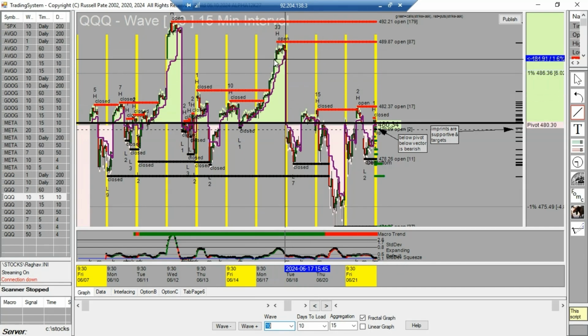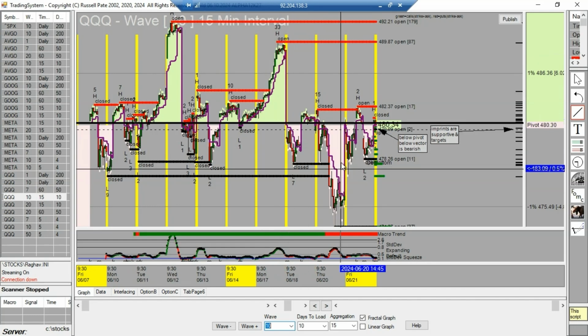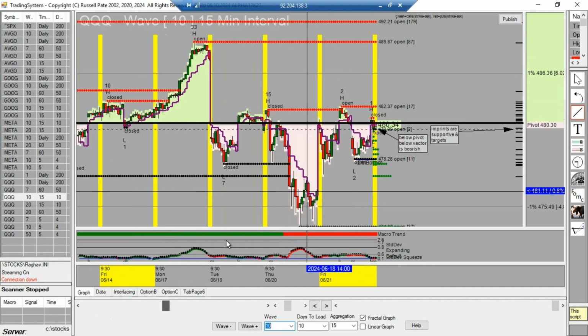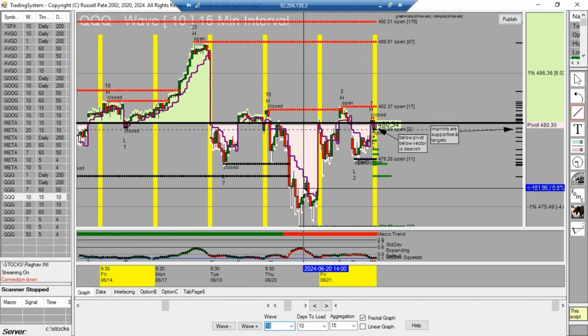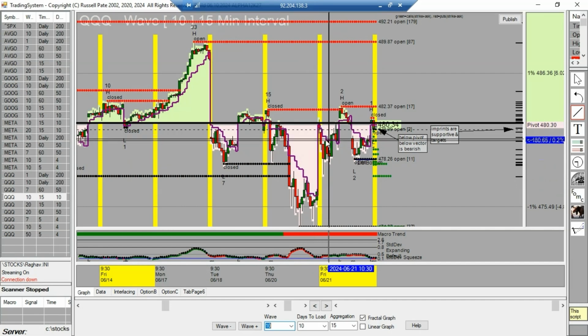Okay, and you must be seeing this purple line right here. Basically, this is the vector. If we are above the vector, we are bullish, and it's going to work as support. As we are below the vector, it's going to work as a resistance. You guys can see here it worked as a resistance right here. As we resisted from it, the price resisted from this value.